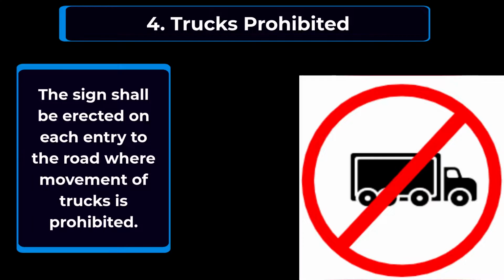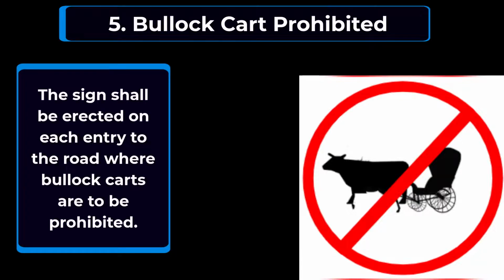4. Trucks prohibited. The sign shall be erected on each entry to the road where movement of trucks is prohibited. 5. Bullock cart prohibited. The sign shall be erected on each entry to the road where bullock carts are to be prohibited.